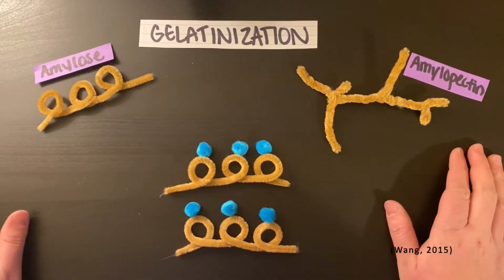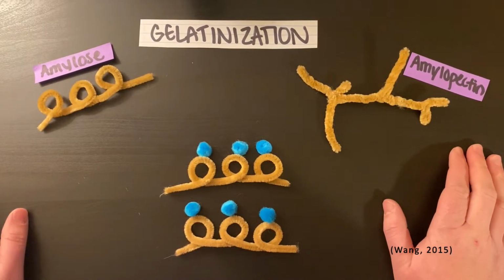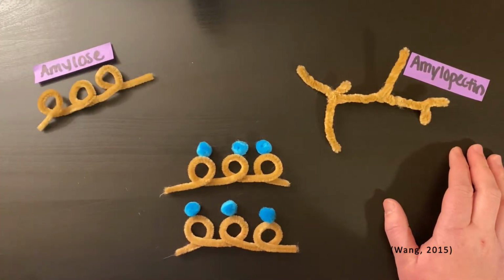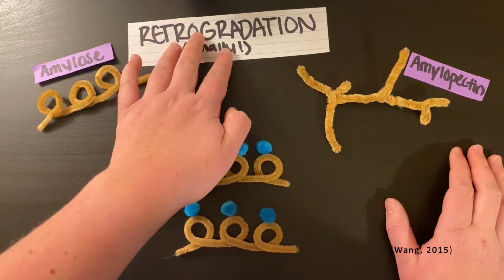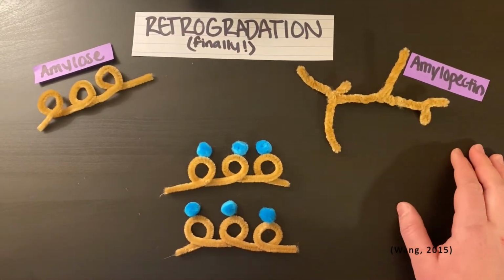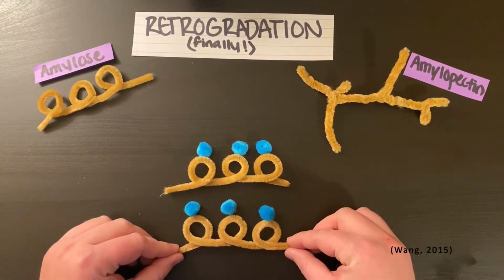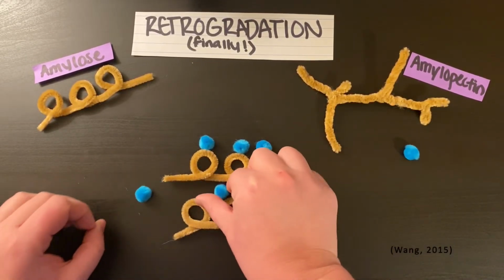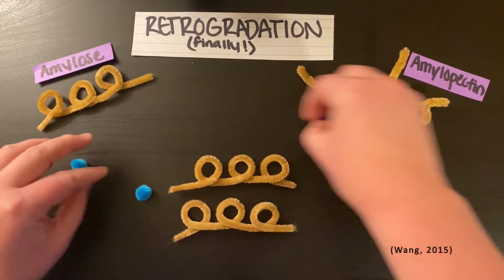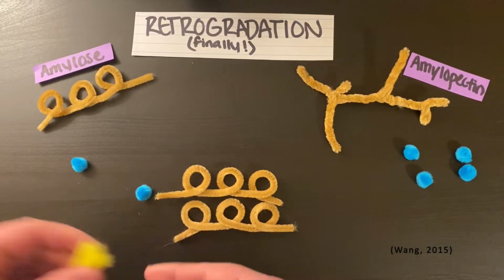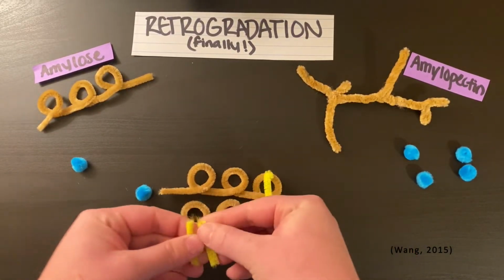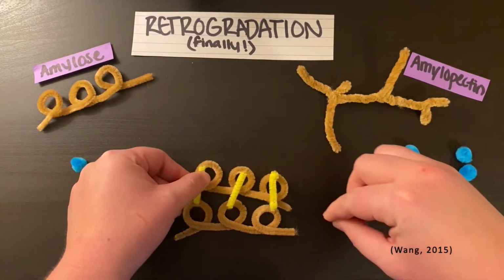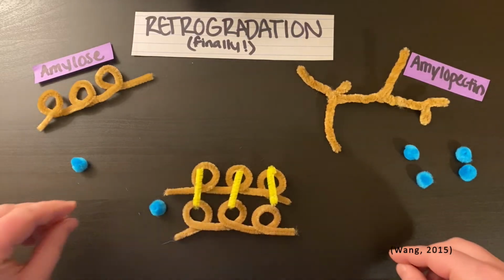When these start to cool down, so we were heating up with gelatinization, right, and now they're going to cool down, this is when retrogradation starts. These molecules, as they cool down, get closer and closer together, and they kick out these water molecules. They start to reform the hydrogen bonds between them.